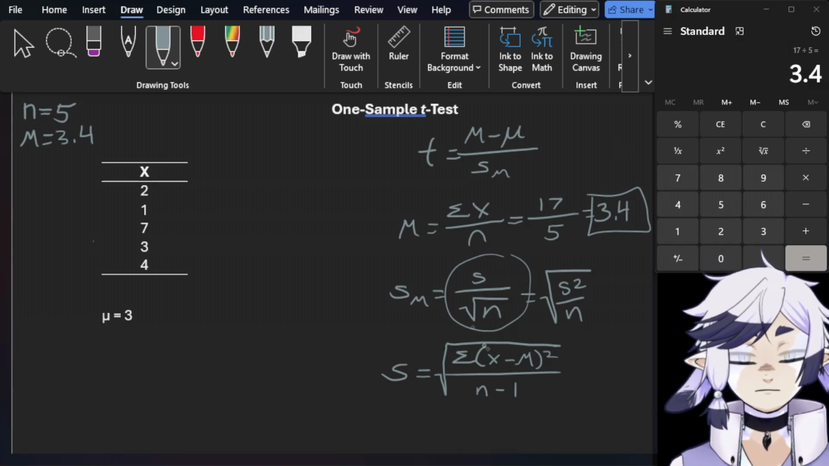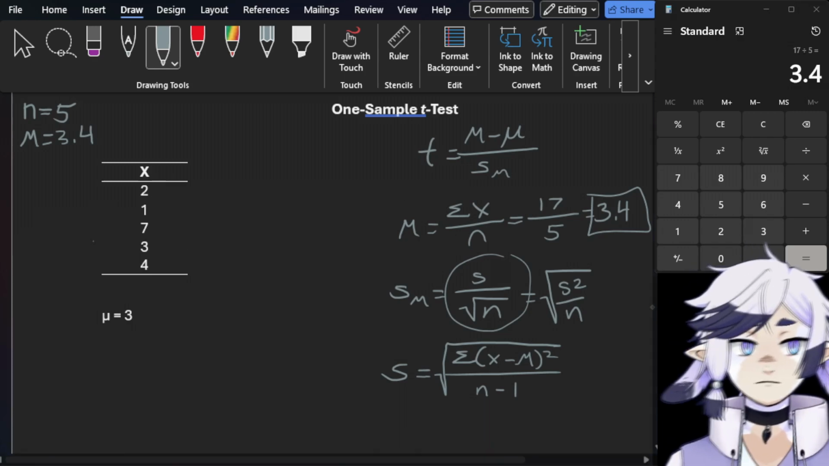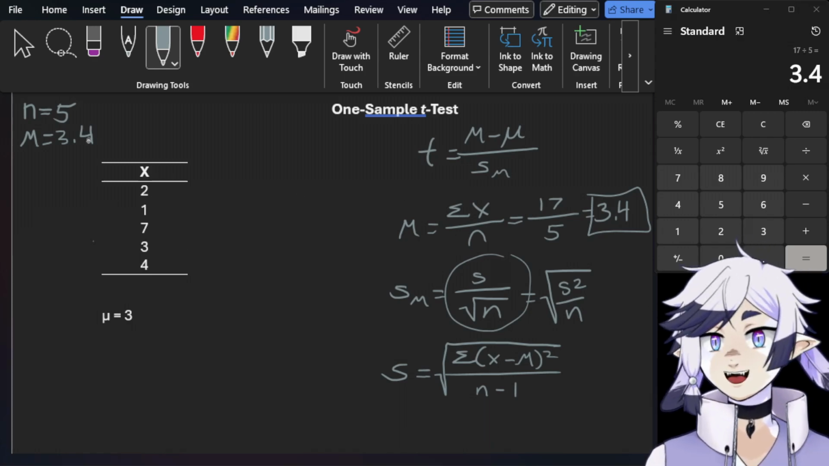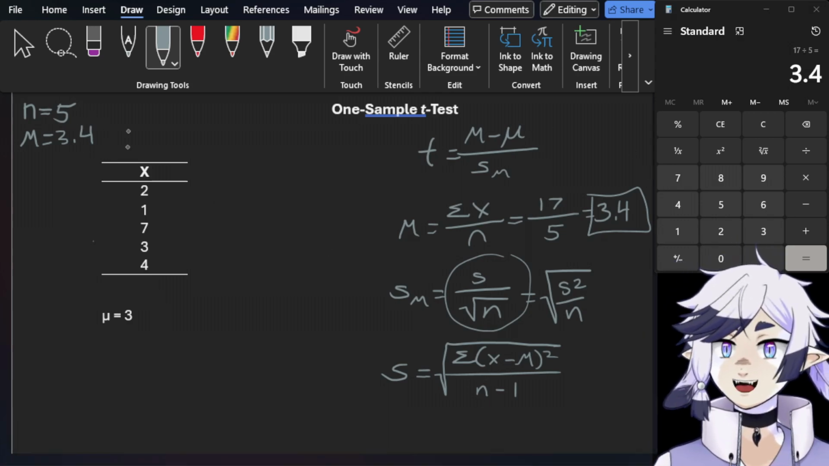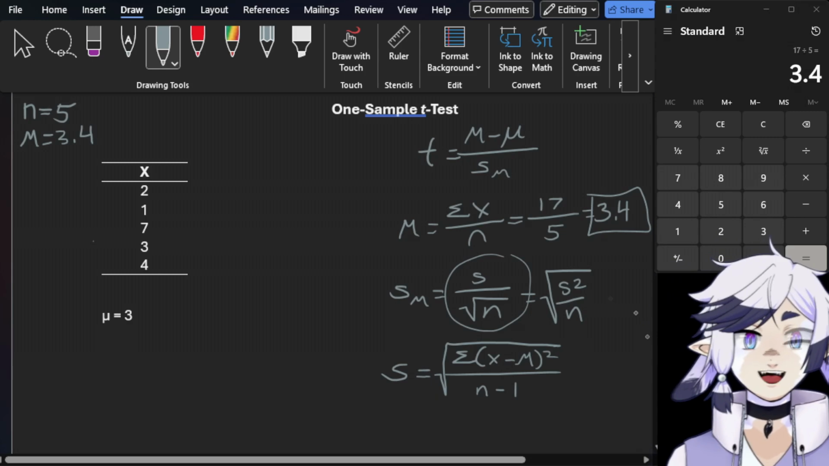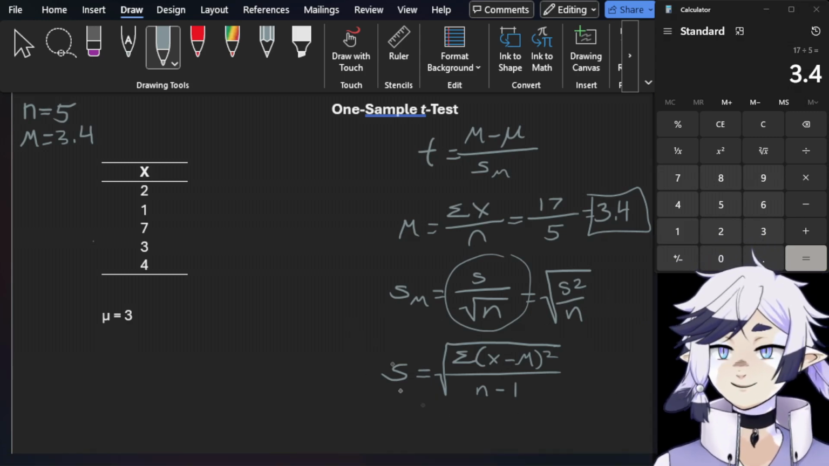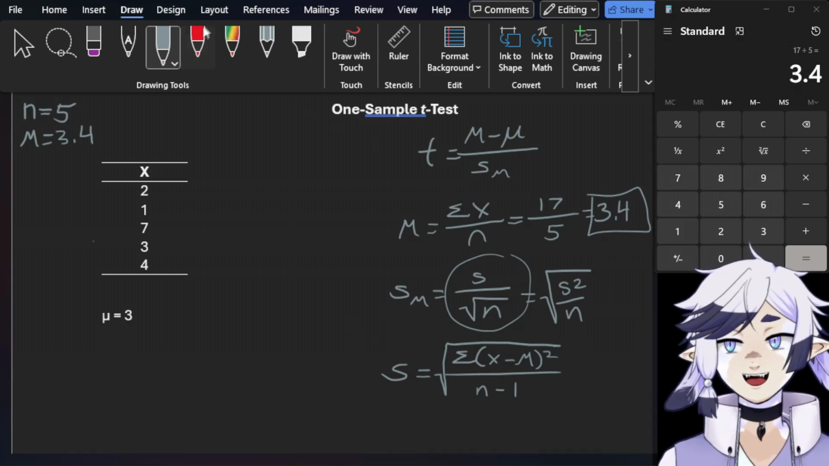Do we have our scores? Yes, we have all 5 of our scores. Do we have the sample mean? Yeah, we just calculated that. It's 3.4. And do we have the sample size? Yeah, we do. It's 5. So finally, we can do something. We have enough information to calculate our standard deviation.